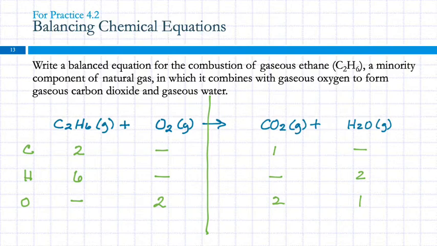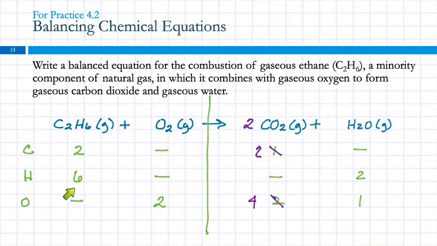So now I can look at the totals. I have 2 plus nothing, so I have 2 carbons there, and 1 plus nothing, 1 carbon here. Well, how do I make a 1 into a 2? I multiply by 2. So if I put a 2 in front of CO2, that's going to change all the atoms, right? So now I've got 2 atoms of carbon, and how many oxygen atoms? 4. So my carbon, 2 and 2, we're good.